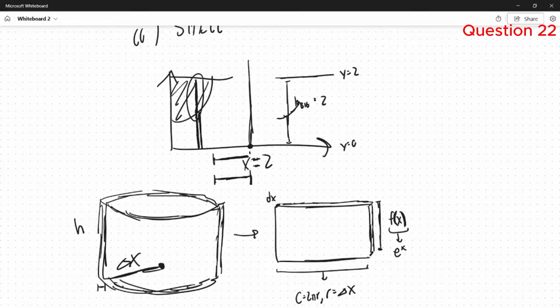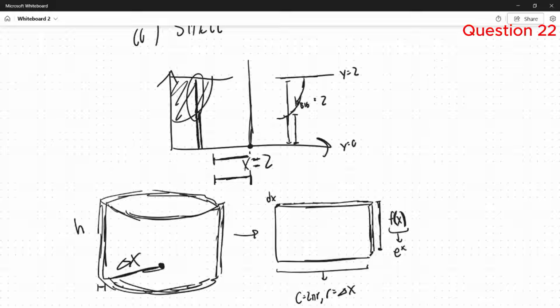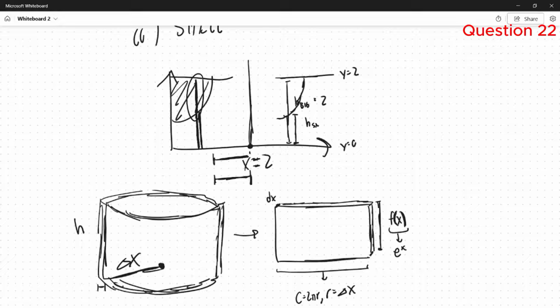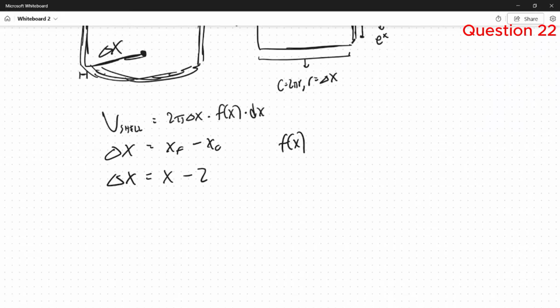But our smaller height here is dependent on e to the x. In fact, it is actually just e to the x. So our smaller height, h small, would be equal to e to the x. And the difference between h big and h small would equal 2 minus e to the x, and that would actually be our function here. So f of x, for our purposes, is equal to 2 minus e to the x. This is also equal to our height of the shell, or each shell.